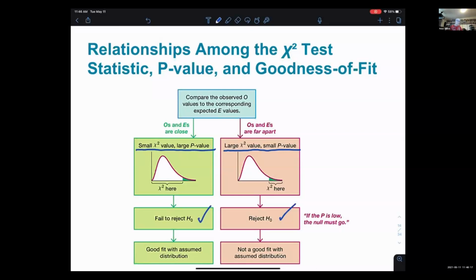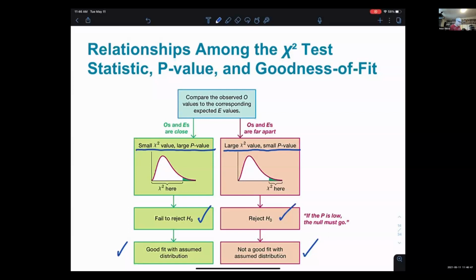And failing to reject the null means there's a good fit with the assumed distribution, because there's not too much of a difference to be too rare or unlikely. Whereas a very big difference that would be very unlikely to occur by chance suggests that this is not a good fit with the assumed distribution, because we reject the null that their assumed distribution is equal to what was observed.